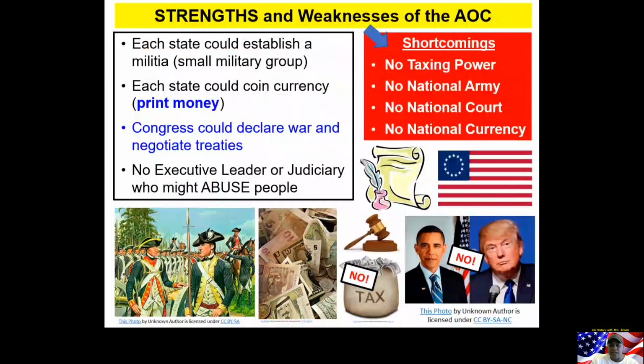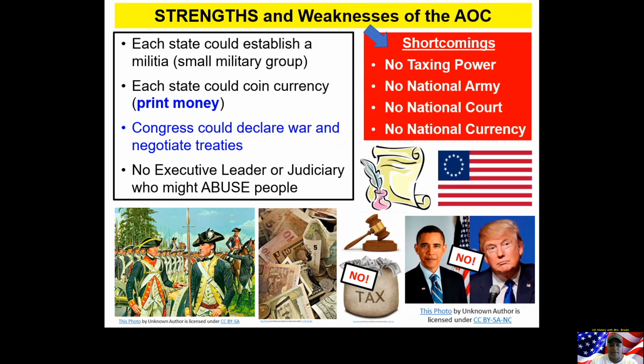This new document has some strengths, but it also has some weaknesses, and it was done on purpose. The strength was that each state could have their own militia. That's like a small military group, men with weapons that could protect the state. That was a strength, to have your own militia. So each of the 13 independent states had their own little small military group.